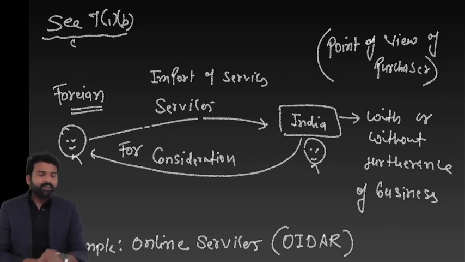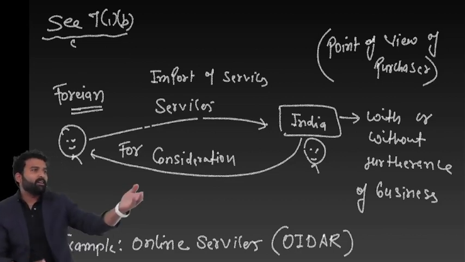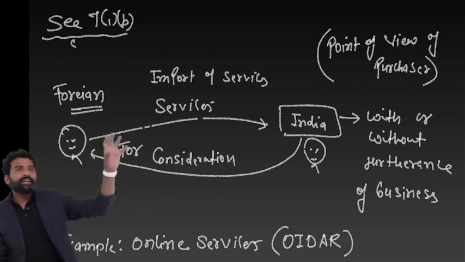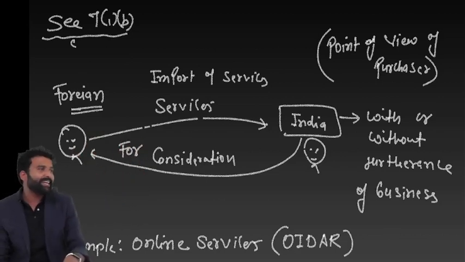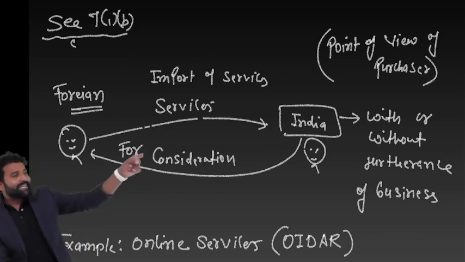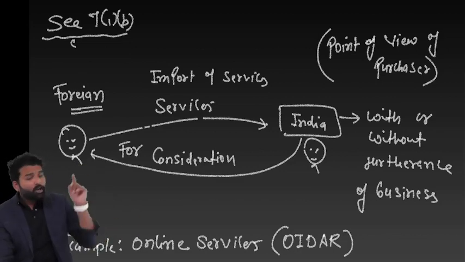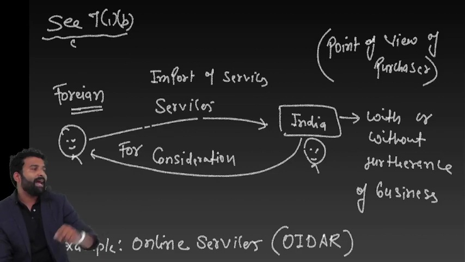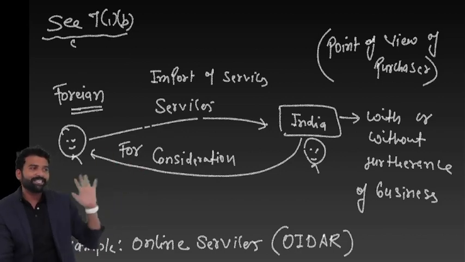Yeah, online services are covered. If there is any other service, other than online, like Shalu just asked me: I took consultancy services from a person abroad, in India, for personal purpose. Now that is covered in 7.1b because it is with or without furtherance of business. But later it is an exempted service. So I am not liable to pay any GST on that transaction, not because it is not a supply. It is a supply, but it is an exempt service. So I am not liable to pay GST on that transaction.